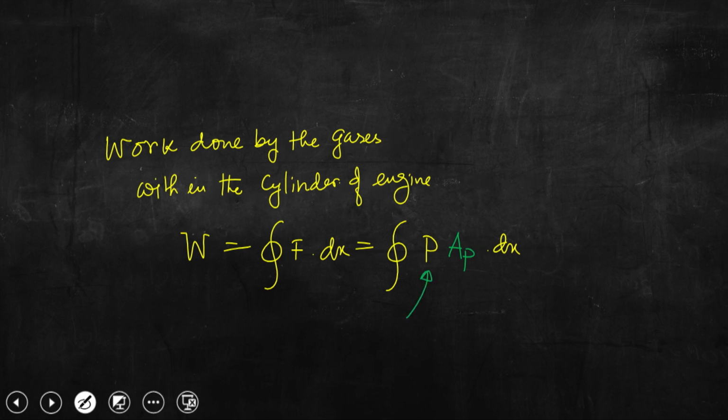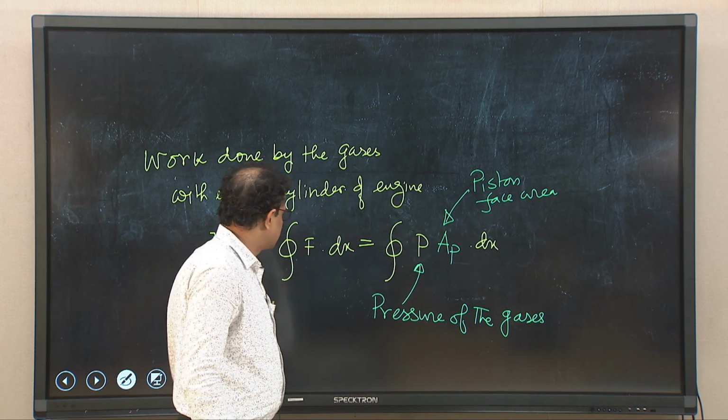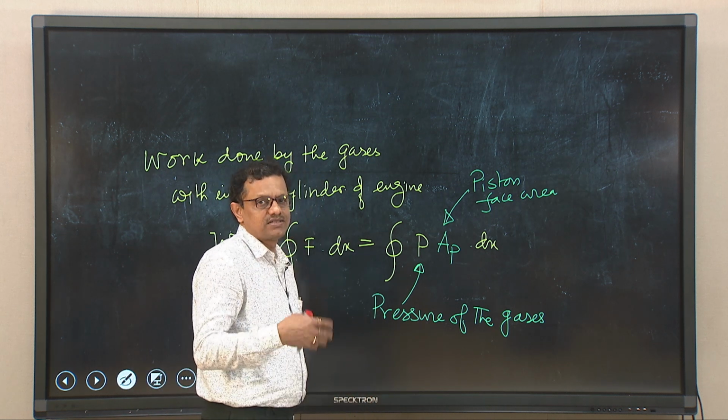So, this P is the pressure of the gases within the cylinder, which is continuously changing as the stroke of the piston changes, that is from intake to compression stroke, compression to power stroke, and so on. This AP is the piston face area, and dx is the distance traversed by the piston. So, the cyclic integral stands for the work done per cycle.